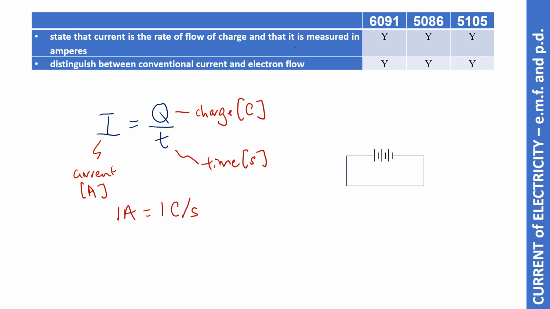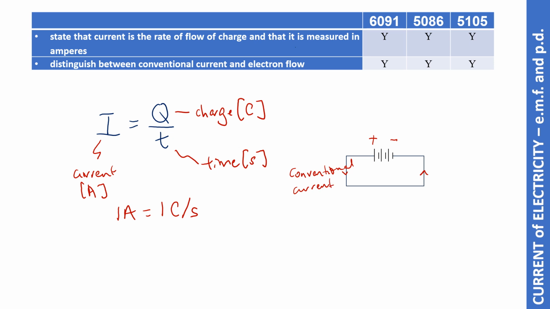Then we talk about what is conventional current and electron flow. Conventional current is the path that a positive charge would take, which is from the positive terminal of a battery to the negative terminal. So this is what we will usually draw when we draw a circuit. The current will go from positive to negative. We call this the conventional current flow direction.